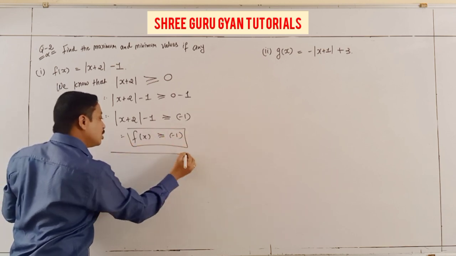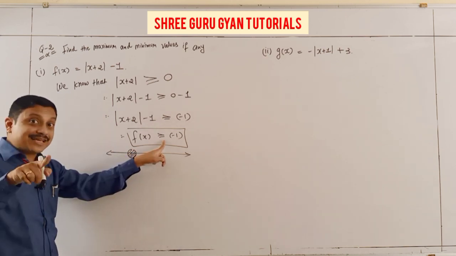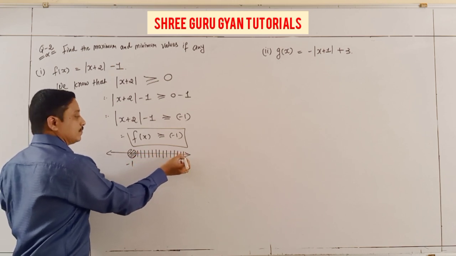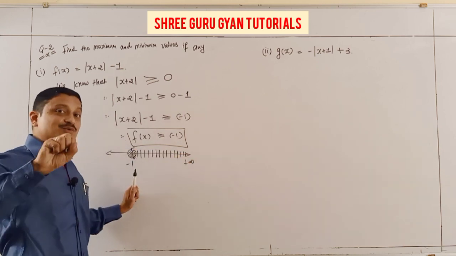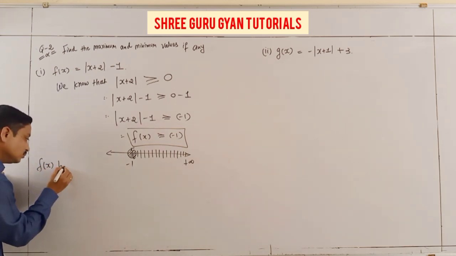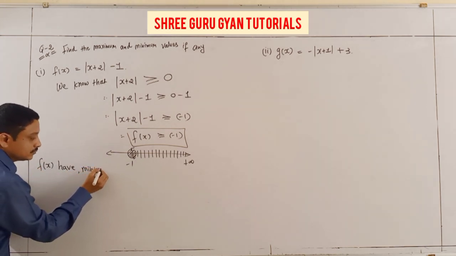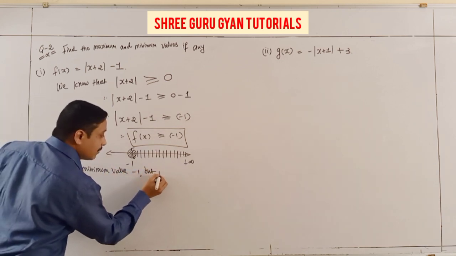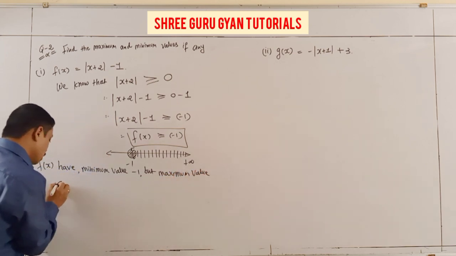Easily you can plot on the number line here -1. And going to the greater side, it means moving to the right hand side. Yes students, you can check your graph going to the right hand side. So minimum value -1, but maximum we cannot say. So f(x) has minimum value -1, but maximum value does not exist.